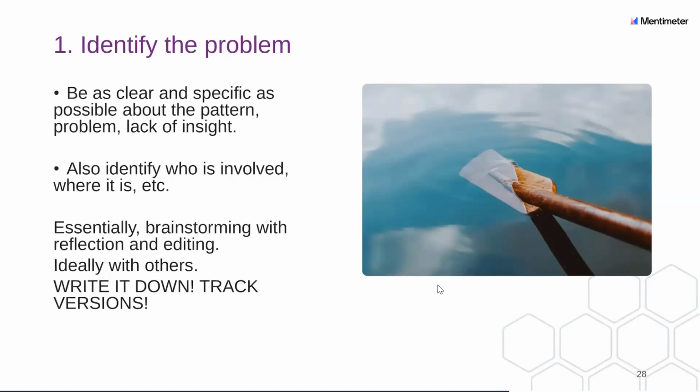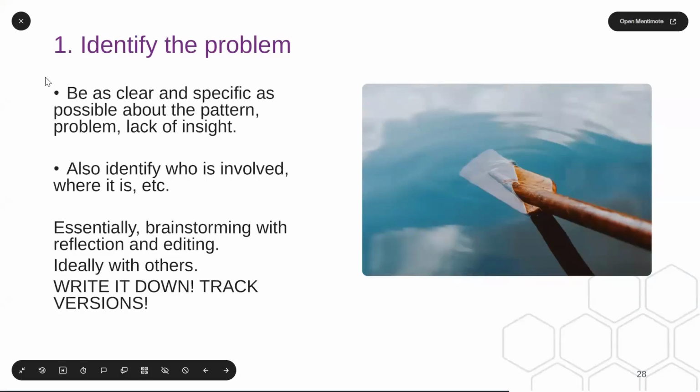Now, this is not absolutely specific to computational social science. You could use these same 8 steps for other kinds of research projects, but some of them are written in ways that really make sense for computational social science. So let's go through. The first is identify the problem.